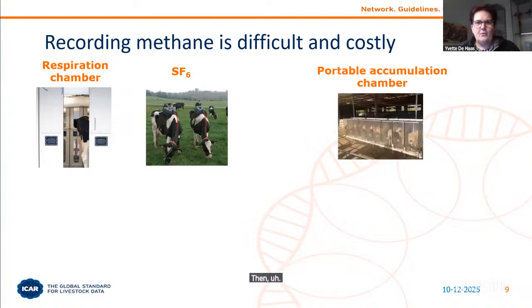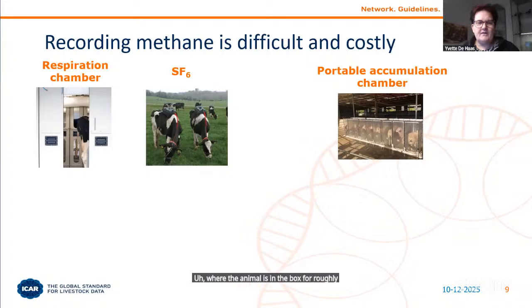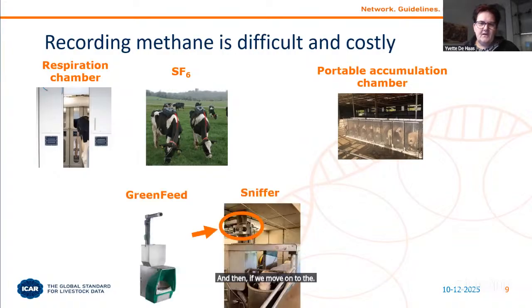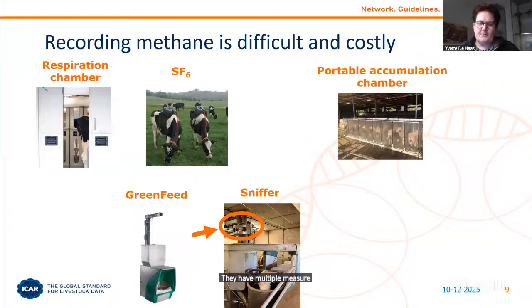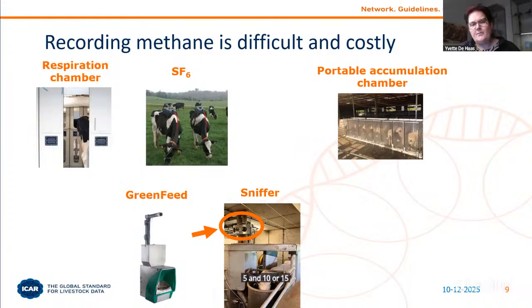Then we also have portable accumulation chambers, where an animal, in this case a sheep, but they're also now developed for beef cattle, is in the box for roughly 1 hour at a stretch. So it's 1 hour per day, and sometimes it is repeated and sometimes it's not. And then if we move on to the spot samples, like the GreenFeed or the sniffer devices, they have multiple measurements per day for a couple of minutes, let's say between 5 and 10 or 15 minutes, but then a couple of times per day.